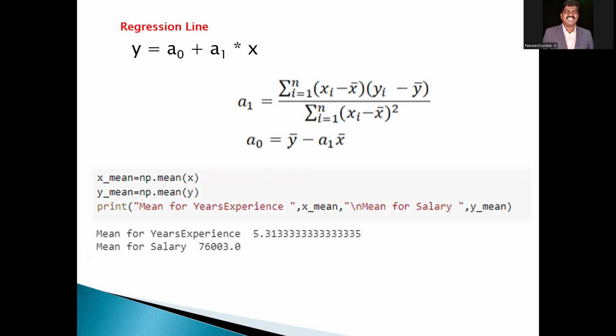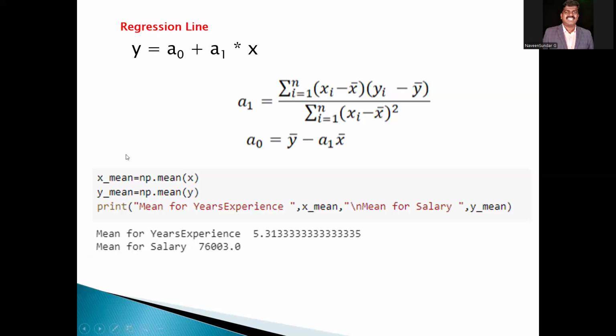Okay, so a0 is y bar minus a1 into x bar, right? Okay, so that is how it is. We are calculating for a0. So how can we write this in code?